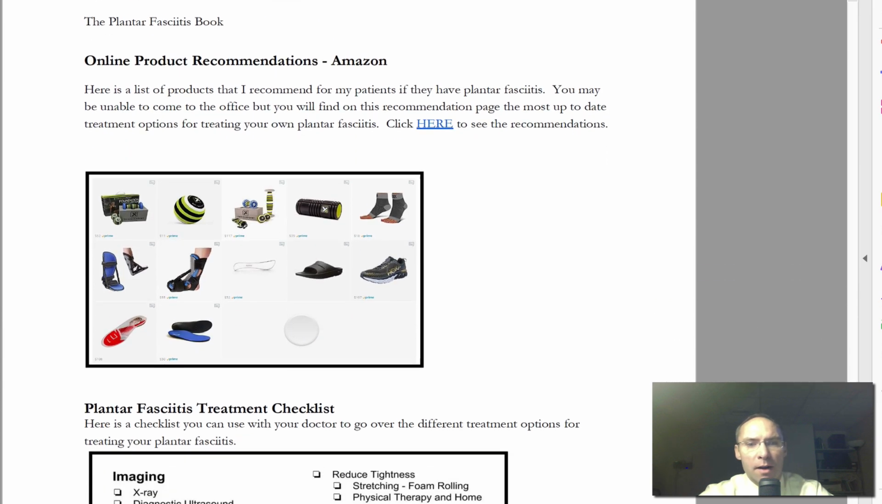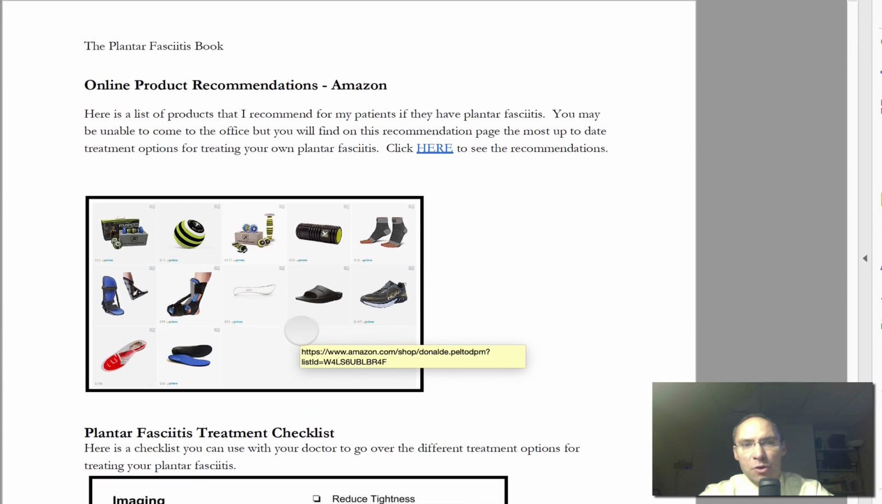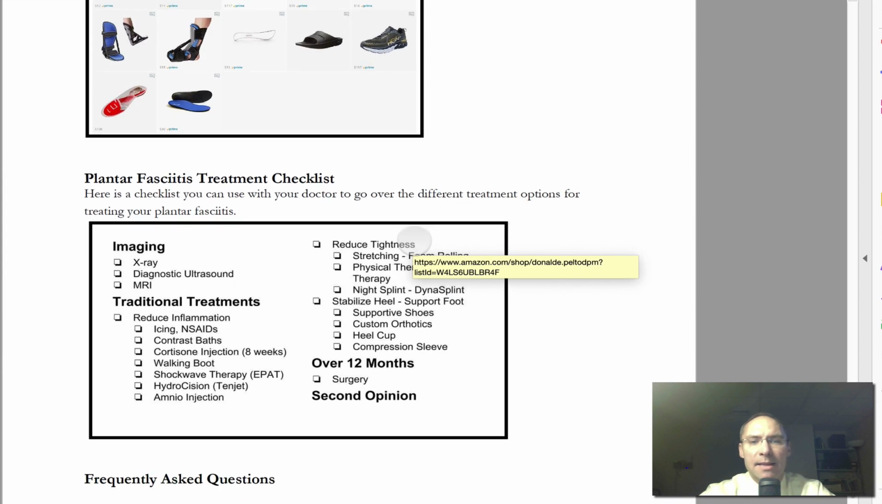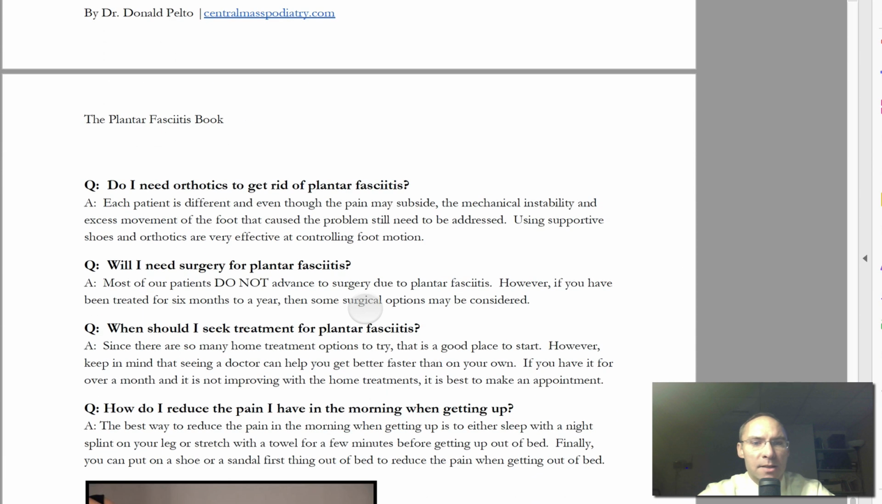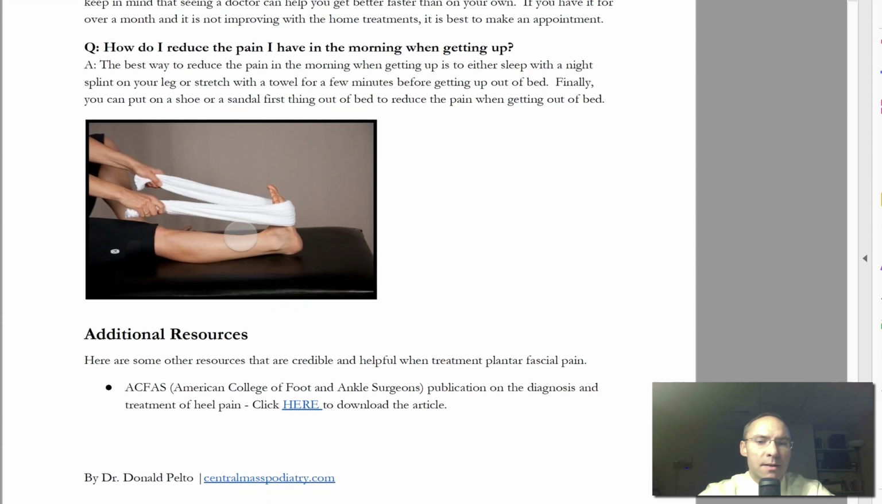There are different products and different product categories, and a lot of times you don't know where to get these. Amazon is probably the easiest place. There may be some other websites, but I find Amazon pretty easy. And then at the end, there's a little plantar fasciitis checklist. This is what I use with all my patients, talking about different treatment options, how to reduce inflammation, how to reduce the tightness, and stabilizing your heel. And then some frequently asked questions I get about orthotics and surgery and other types.